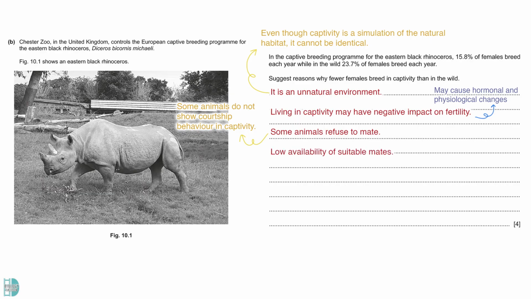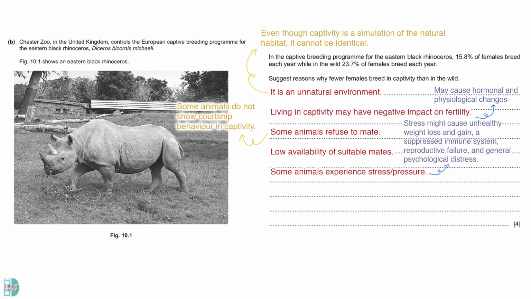The number of animals in captivity is very limited. So, the availability of suitable mating partners may be low. Some animals experience stress and pressure being kept in captivity. Stress might cause unhealthy weight loss and gain, a suppressed immune system, reproductive failure, and general physiological distress. Lastly, the program is limited by the zoo's capacity. They often need to manage the breeding numbers to avoid exceeding the maximum capacity.